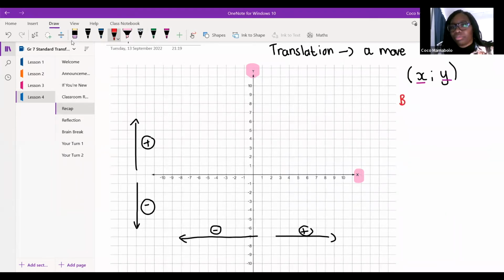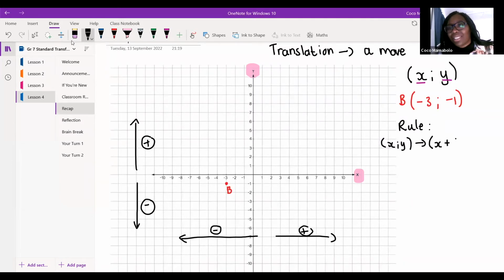My value for B is -3 and -1. So B is over here. There's B. My new rule says XY, and what I've done to X is X plus 6, Y plus 4. Now, here's what's happening to X. Which way am I moving, guys? And how many times? Tell me in the chat.